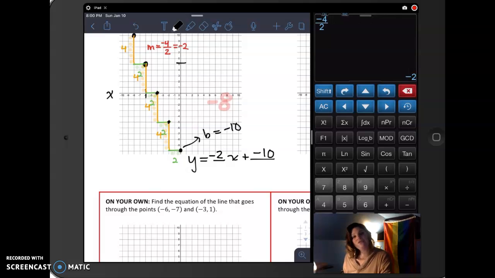All right, and then don't forget, if you're putting this into Schoology, you would want to rewrite it as y equals -2x minus 10. Get those pinkies up.